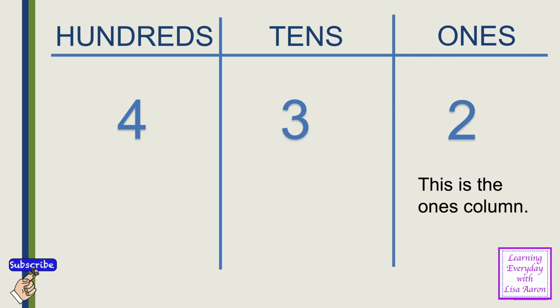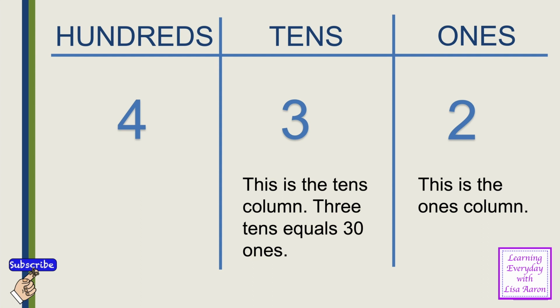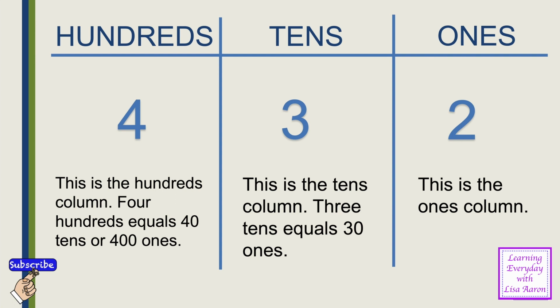This is the ones column. It has a 2. This is the tens column. 3 tens equals 30 ones. This is the hundreds column. 4 hundreds equals 40 tens or 400 ones. The number shown is 432.